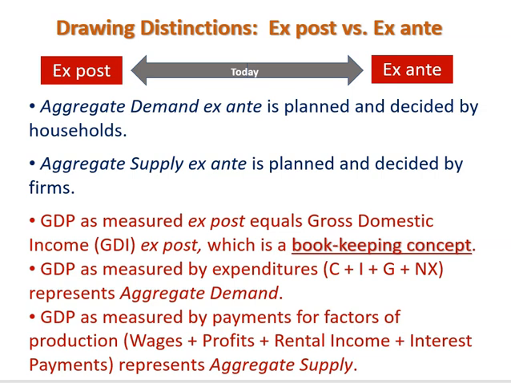Real GDI measures payments for the factors of production. That is, wages, profits, rental income, and interest payments, and represents short-run aggregate supply. Then, aggregate demand equals real GDP, which equals real GDI, which equals aggregate supply, or really short-run aggregate supply. This last relationship was discussed in Chapter 2 when we introduced the circular flow concept in national income accounting.